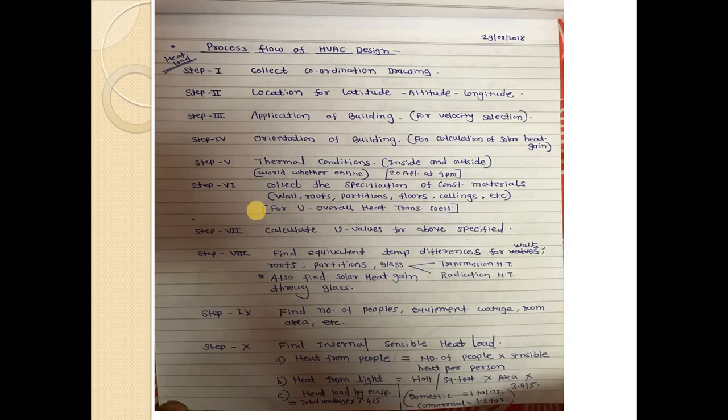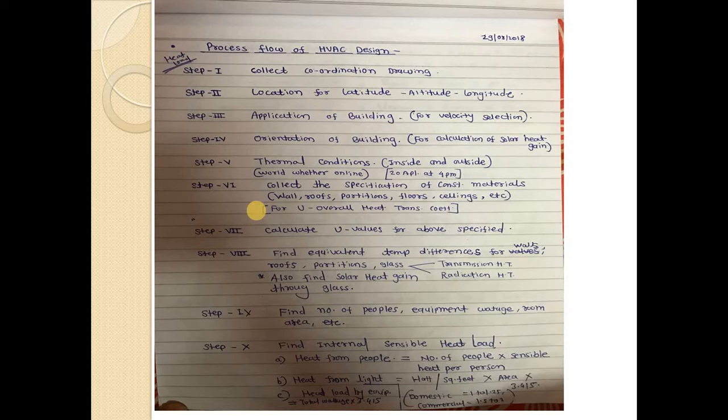Now the next 10th step of the heat load estimation is to find the internal sensible heat load. In that we have to calculate the heat from the people, and heat from the people is calculated using the formula: number of people into sensible heat per person. In the standard ISHRAE and Carrier handbook, the sensible heat per person value is already given, so you have to refer to it and multiply it by the number of people, and you will get the heat from the people. The second important one is heat from the light.